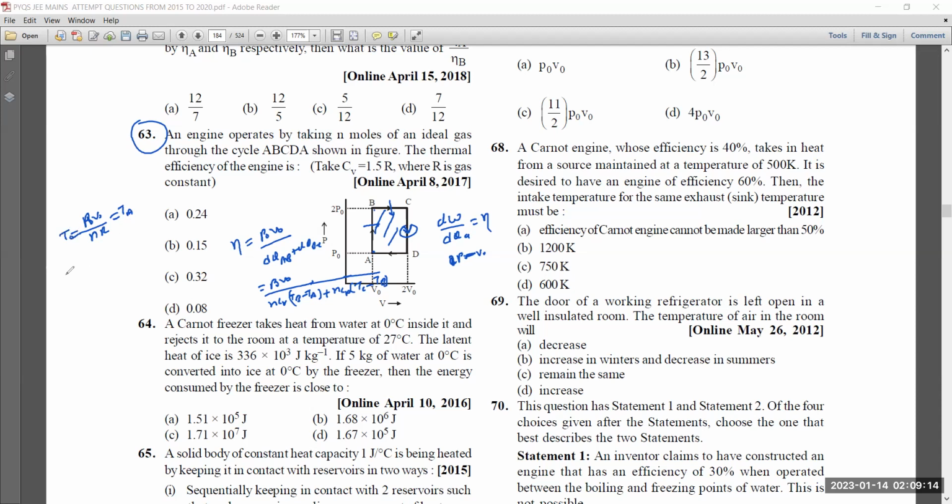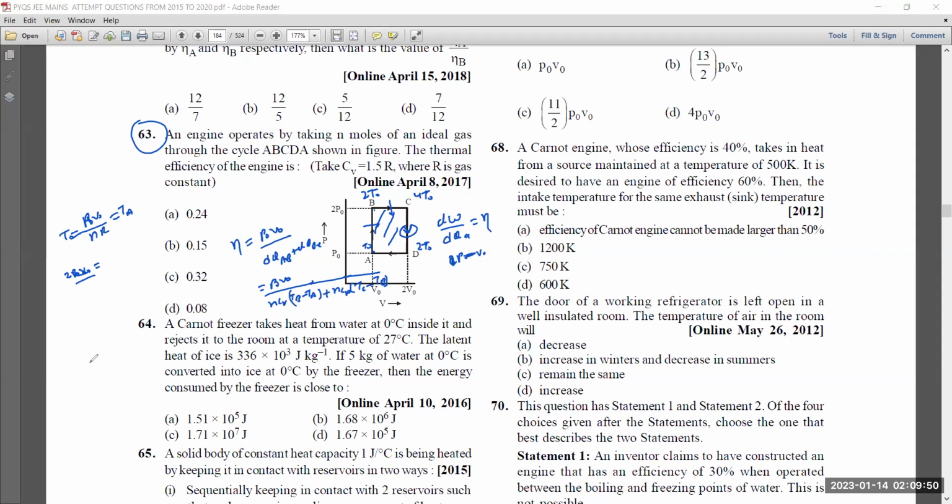So TB is how much? 2P naught times V naught upon nR equals... I think this will become 2T naught, right? Pressure is doubled. So if I say this is T naught, this is 2T naught, and keeping the pressure constant, if volume is doubled, the temperature will also double, right? Yes, 4T naught. And then keeping the volume constant, pressure is halved. So 2T naught again, isn't it? So it's pretty easy, right? It's 2T naught, 4T naught, 2T naught.